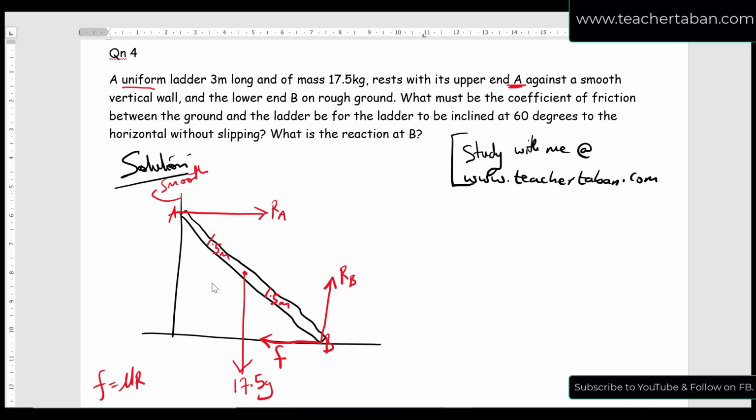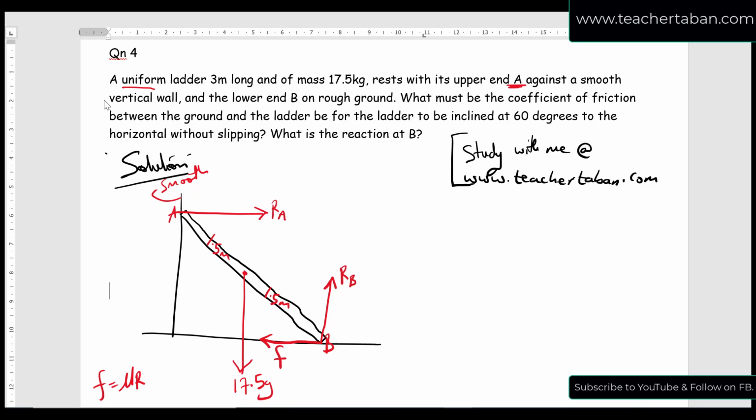But remember that since it is rough, the normal reaction acts at an angle. It can be here, I mean, the reaction acts at an angle. It can be there or it can be here, anywhere. The angle will tell us where that reaction is. And that reaction is the resultant of the RB and then the frictional force. Okay, let's try to do this together.